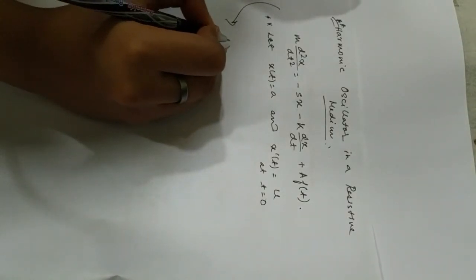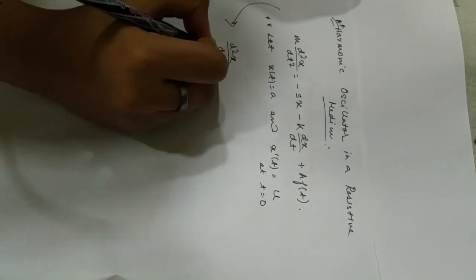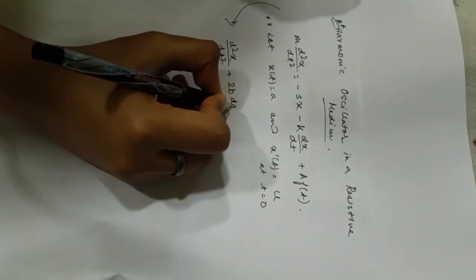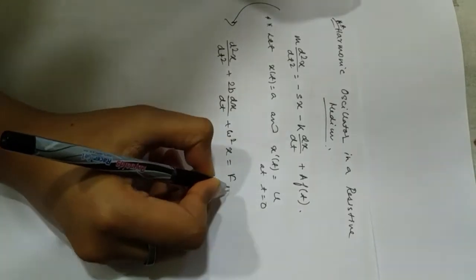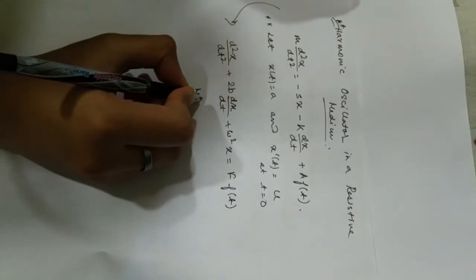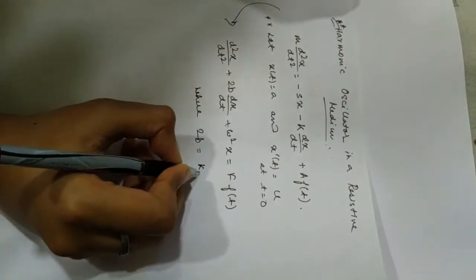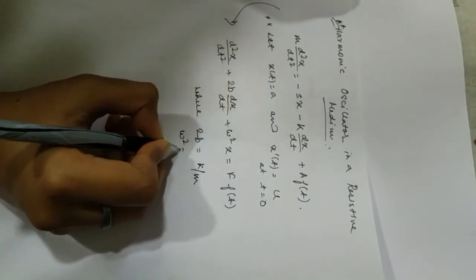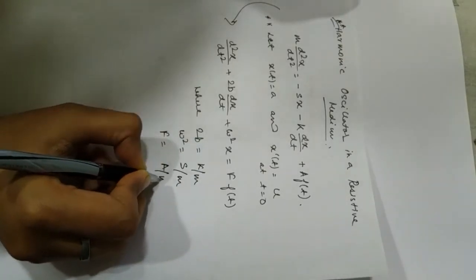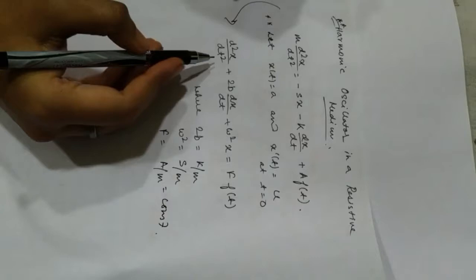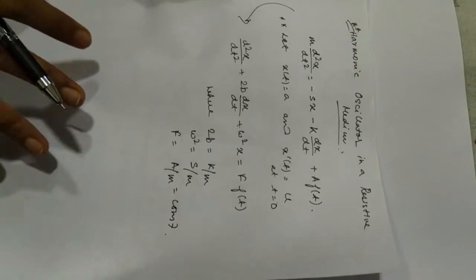If we try to give it a formal look, we are going to write it as d2x dt2 plus 2b dx dt plus omega square x is equal to f(t), where 2b is nothing but k by 2m, right? And omega square is given by s by m, and f is a constant which is given by a by m, right? So now this equation is very much known to us, and we are going to solve it using Laplace transform, and you will see how simple it is.